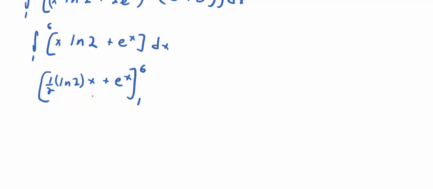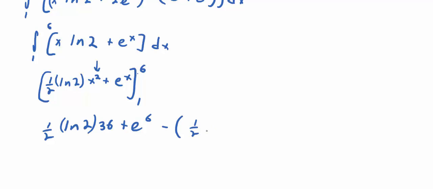So that means we get, let's see. When I integrated this, I should have had x squared over 2. Oh, yes. Okay. So I messed up a little bit right there. Fixed it. So now plug in the 6, and we get 1/2 natural log of 2 times 36. Plug in 6 there, plus e to the 6. Minus, now plug in the lower limit, 1/2 natural log of 2 times, well, 1. 1 squared is 1. Plus e to the 1. So we're subtracting off that entire quantity.